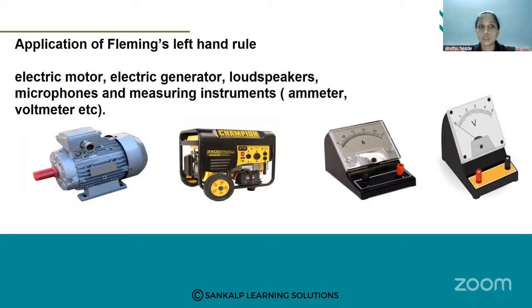So at that time you should write that it is applicable for the preparation of devices like electric motors, electric generators and some loudspeakers, and also it is applicable for microphones and some measuring instruments. We know what is an ammeter and what is a voltmeter because we already studied it in our electricity topic, right? So these are all devices which work under the application of Fleming's left hand rule.